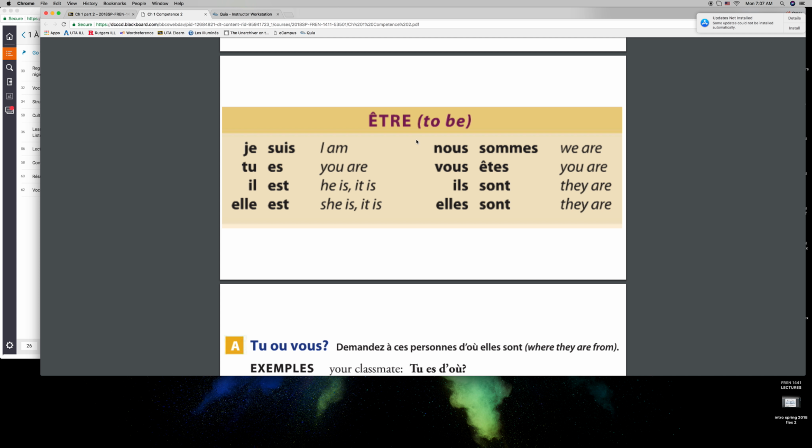And it is very important for this chapter because we are describing ourselves and others. So this is the verb that we're using. Repeat after me. Je suis.